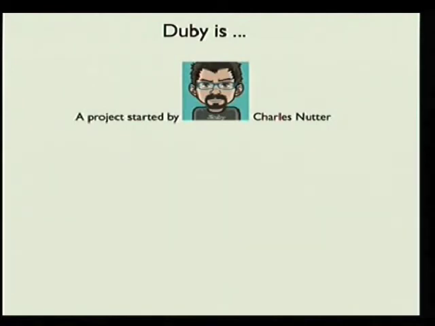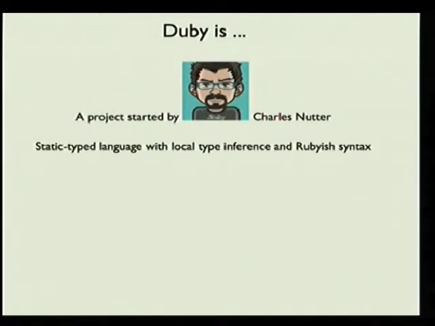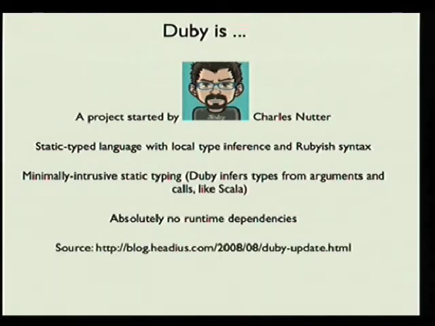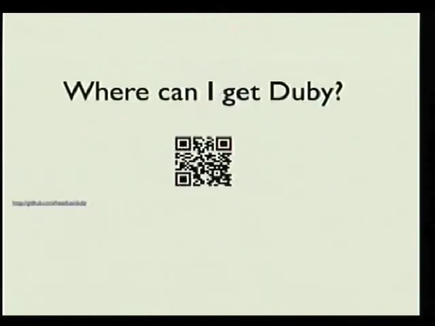Again, another project started by Charles Nutter. It's a static type language with local type inference and Ruby-ish syntax. I wouldn't say exact Ruby syntax, but it's very similar, as in identical, except for 2 or 3 changes. It's minimally intrusive static typing, so it infers the types from arguments and calls like Scala does. And this is the important part for Android development. The most important part: absolutely no runtime dependencies, which means you don't have to include something like duby.jar in your application in order for it to run. I got that information from that blog post.